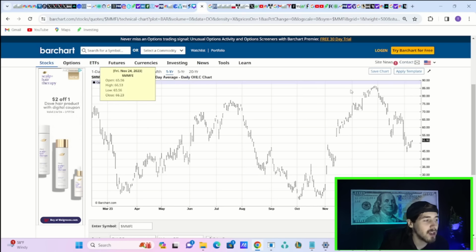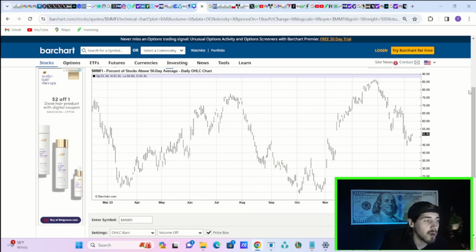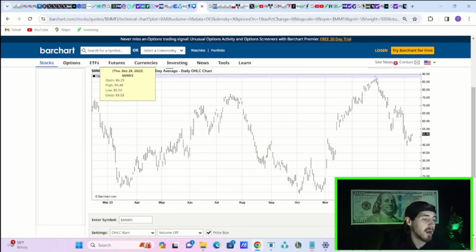So on face value, if you were to look at this chart, the percent of stocks above their 50-day moving average, and you had no knowledge of what the markets were doing, you would say, well, the markets would definitely not be at all-time highs right now.